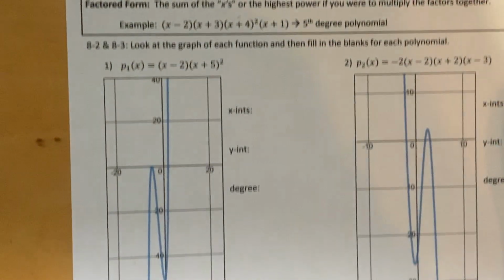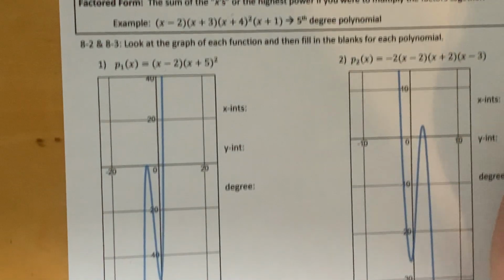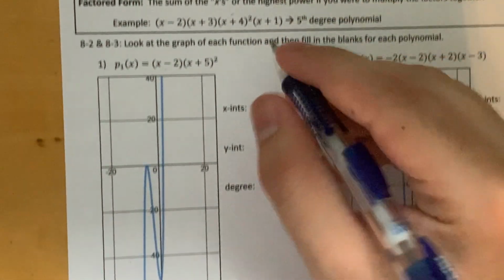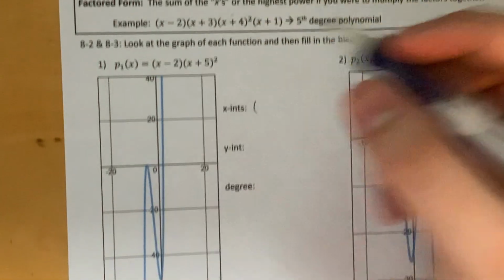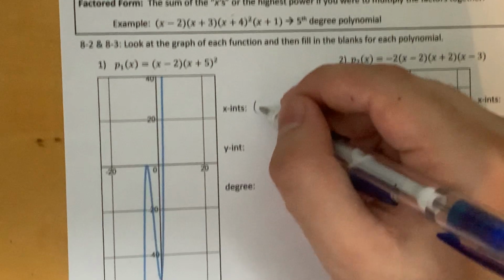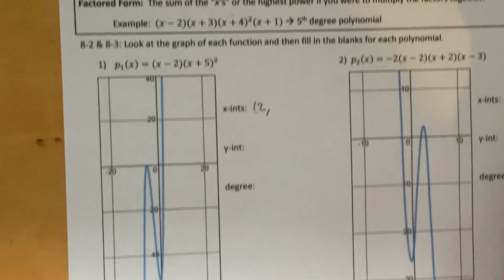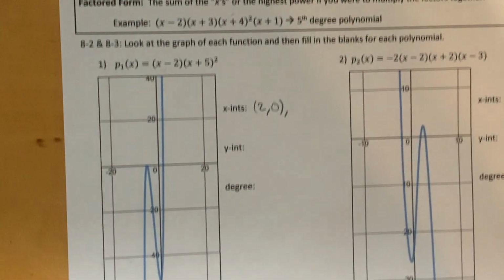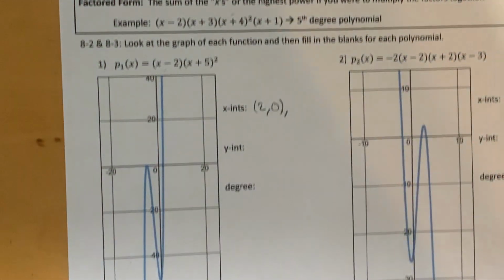X-intercepts. So it's already factored for us. We don't need to do anything else. So x minus 2, to create a 0 for that one, it's just going to be 2. But what is the x value? X has to equal 2. What is the y value? 0, because we're trying to create a 0. So that's our first x-intercept. And if we look here, somewhere around 2, 0.